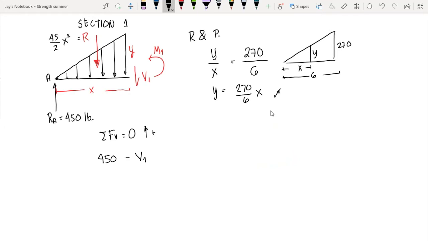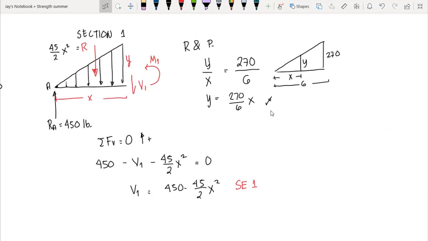So we have our resultant that is downward, so minus 45 over 2 x squared, and it's equal to 0. So we have our shear 450 minus 45 over 2 x squared. So this is our shear equation 1.